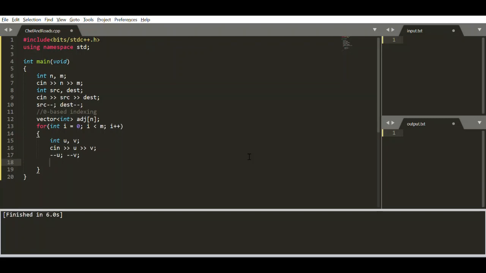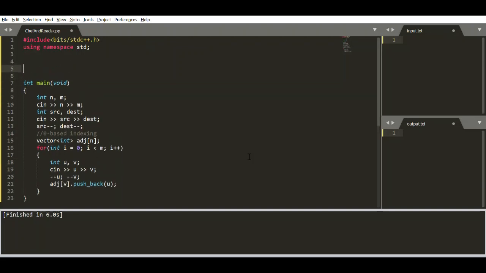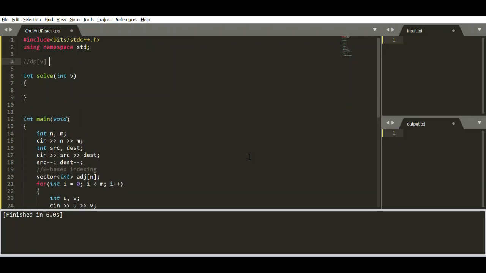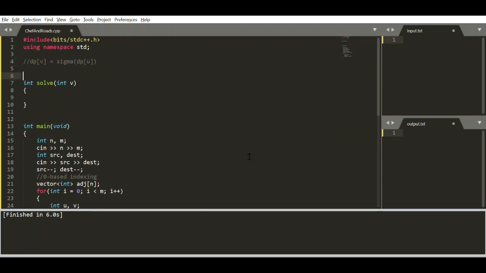So for our recursion, I've said we need the edges in reverse order, though logically it is in correct order. So adjacency[v].push_back(u). Okay, and so in solve, number of ways to reach int v is what? However I define the recurrence, dp of v is equal to sigma of dp of u, where the base case is dp of source is equal to 1.